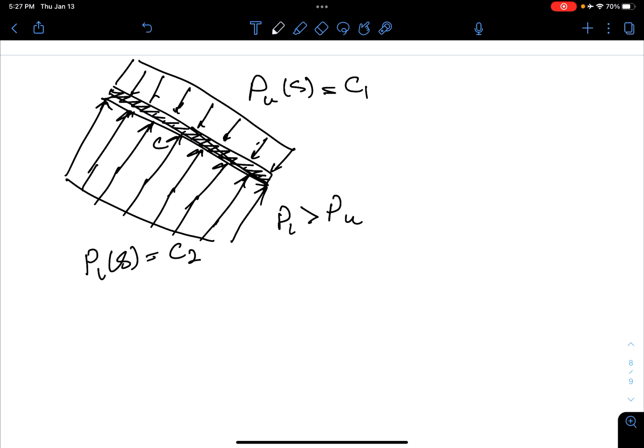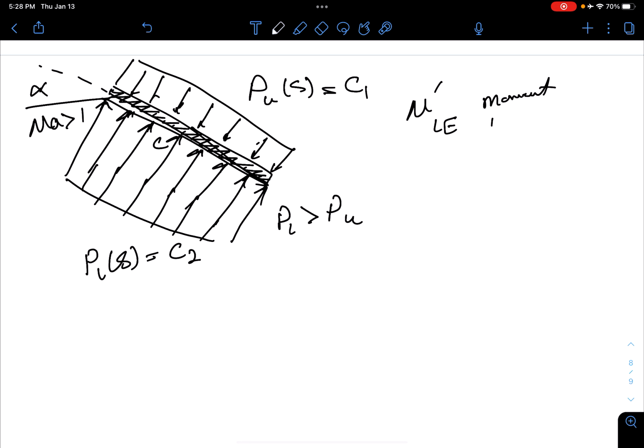Okay. We have an angle of attack, alpha, and Mach number is larger than 1. And we'll get to those. We are asked to find M prime of LE, so moment per unit length. And we are also asked to find the normal force here per unit length.